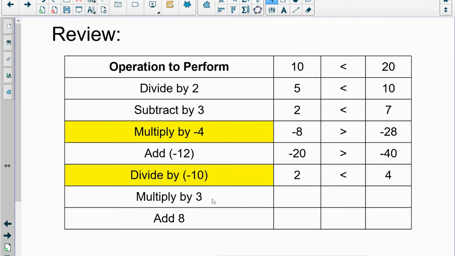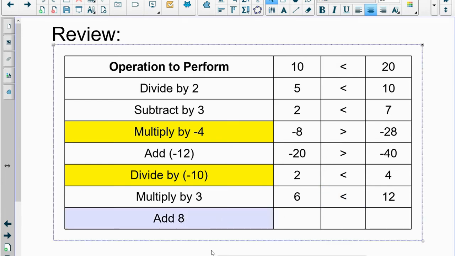Next, we're going to multiply by 3. So 2 multiplied by 3 is 6, and 4 multiplied by 3 is 12. Comparing those numbers, we can see that 6 is less than 12. So no change in the inequality symbol in that step.